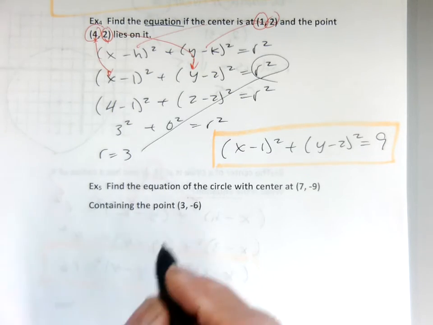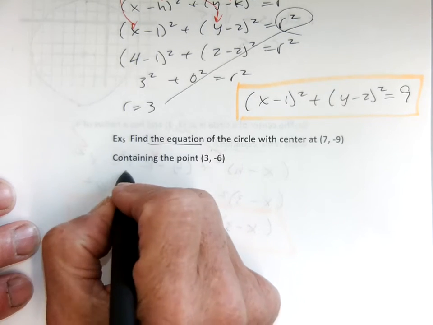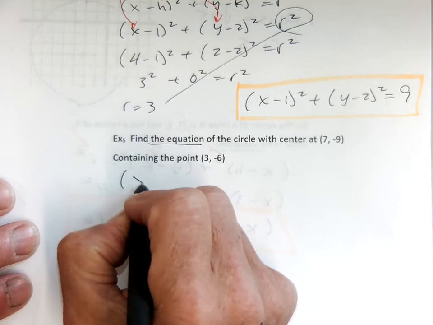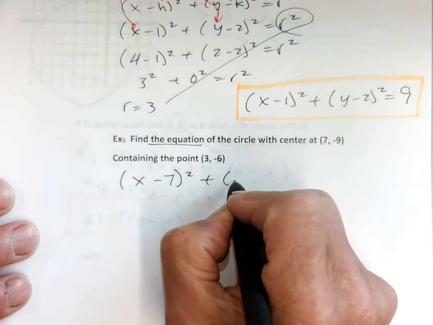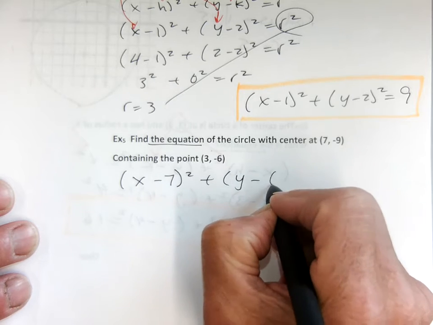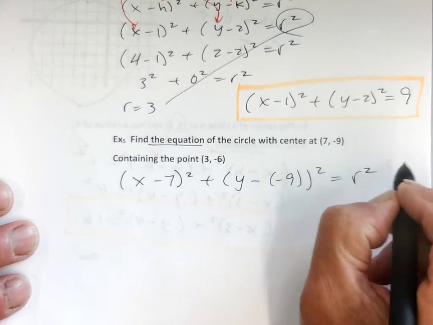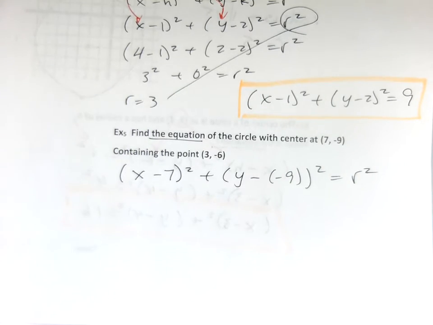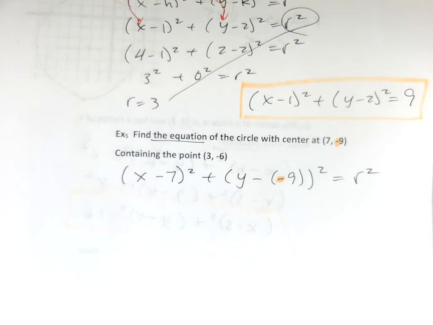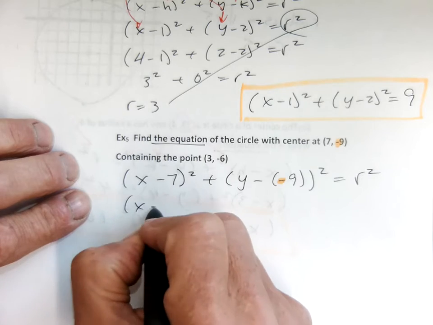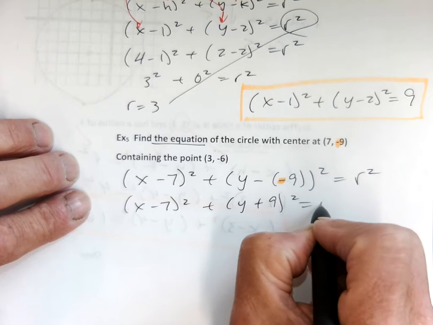So if I want to find the equation, where do I start? With the equation, right? So I'm going to start with x minus 7 squared plus y minus a negative 9 squared equals r squared. Okay, double negative, right? There's the negative 9. Don't let that confuse you. See the negative there, which of course we're going to make into a plus, right? I'm going to rewrite this. I've got x minus 7 squared plus y plus 9 squared equals r squared, okay?